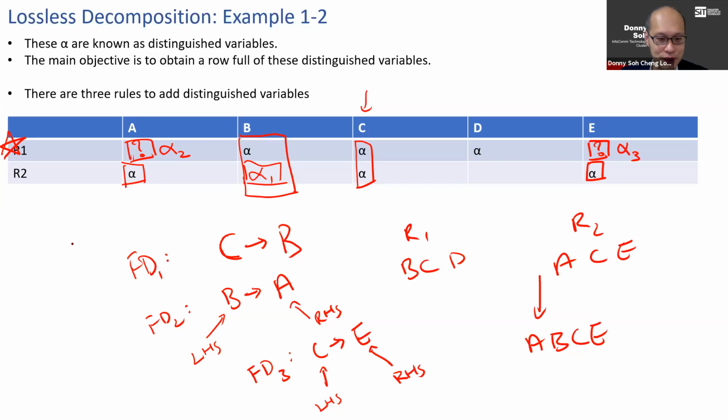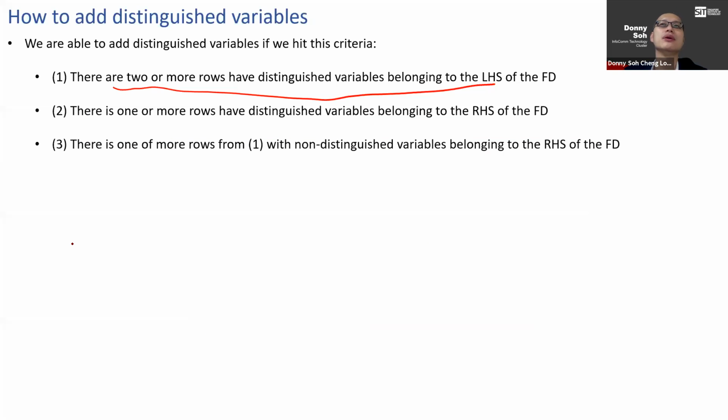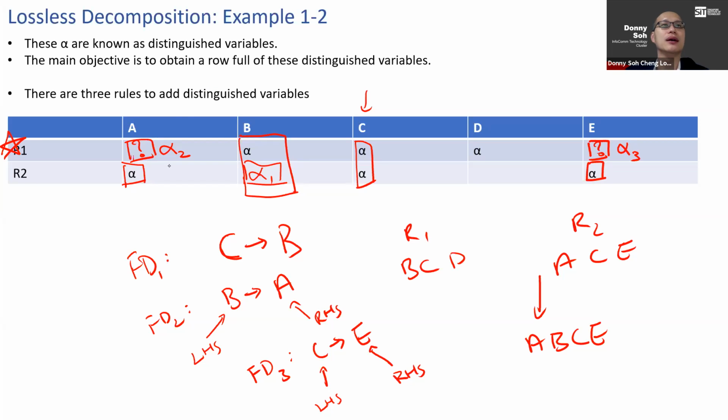Okay, Jia Wei has a question. From condition 2, why does it say rows from 1 like condition 3? Or as one or more rows have distinguished variable, why doesn't it? Let me think. I think I also need it. Okay, it's a good question, Jia Wei. Let me see.